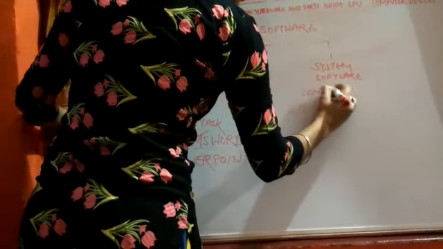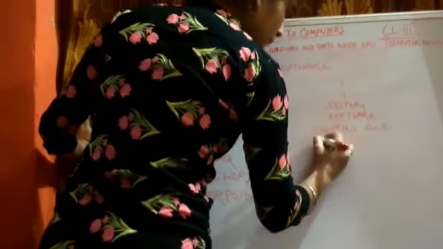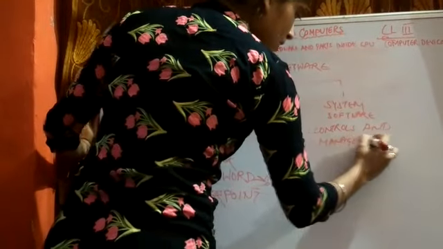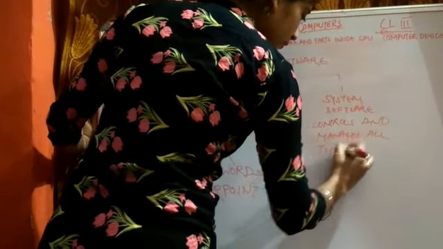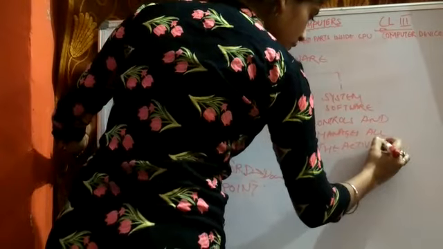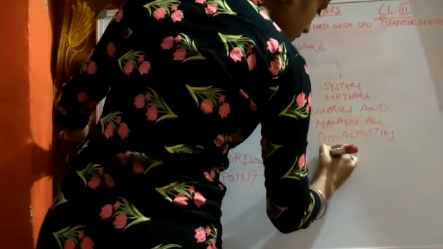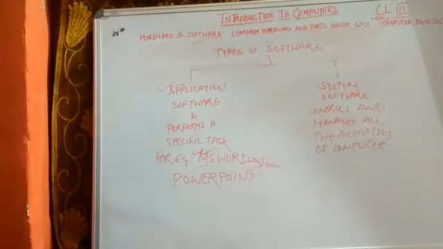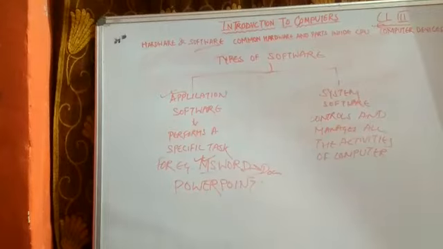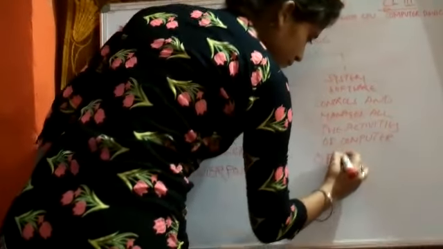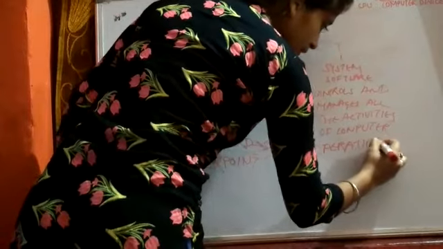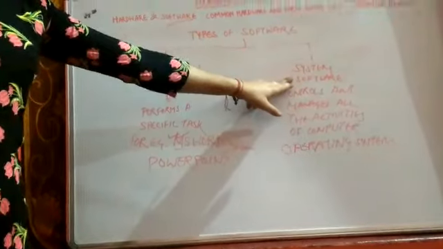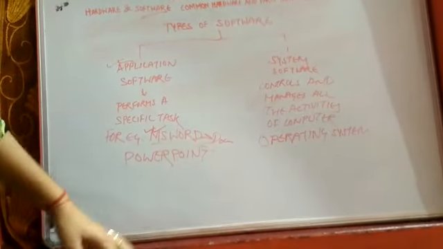Whereas the system software controls and manages all the activities of the computer. Is it okay? Now, the operating system is an example of system software. Without an operating system, we cannot boot the computer.